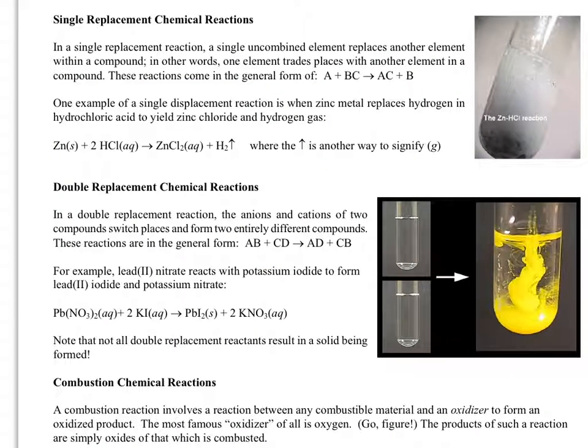The next type of reaction that we had is a single replacement reaction. And here's where things got a little bit traumatic for you using that Flintstone example. In a single replacement reaction, a single uncombined element replaces another element within a compound. In other words, one element trades places with another element in a compound.